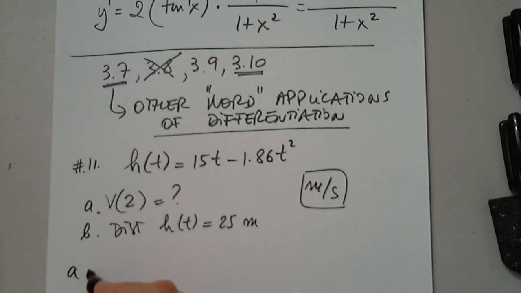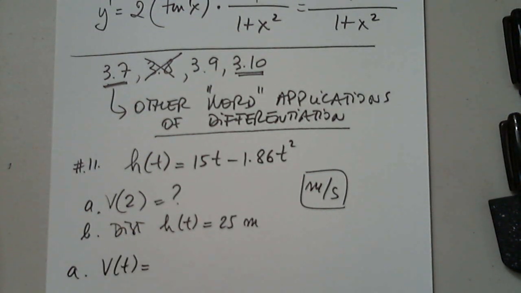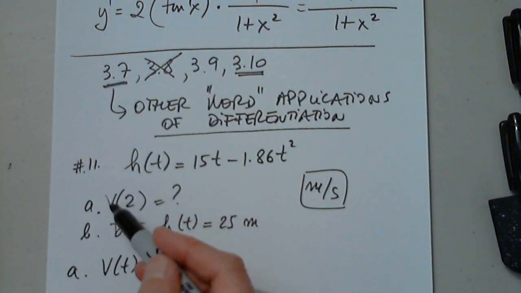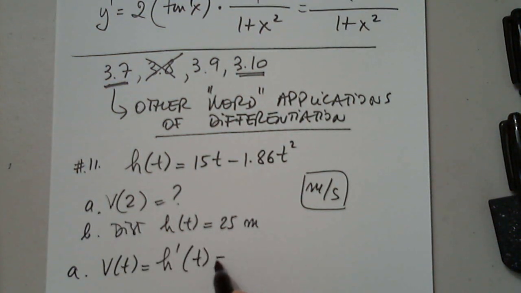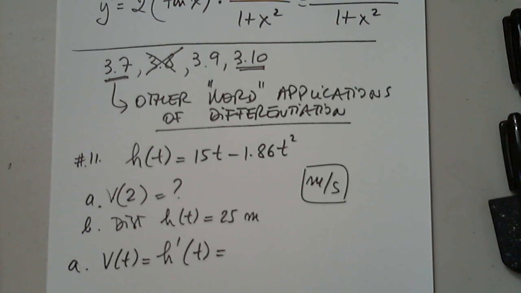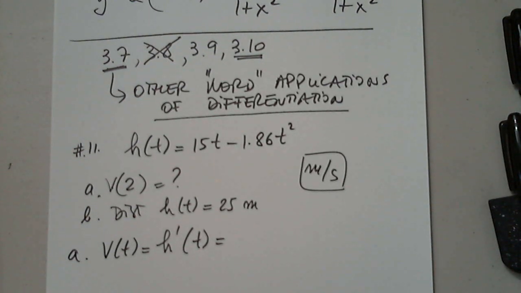So let's find v of t first. Of course, how can I find v of 2 if I don't have v? V of t, as we know, is h prime of t. So nothing new so far. Can anyone give us h prime of t?